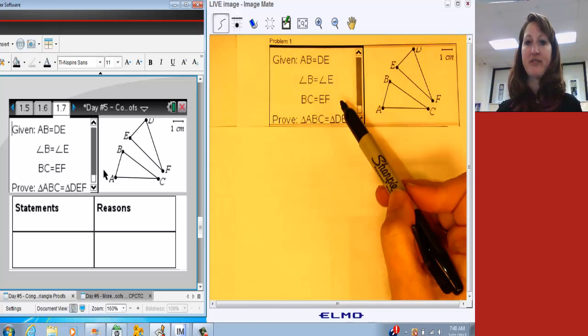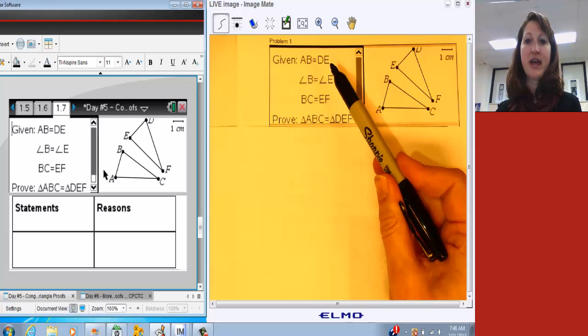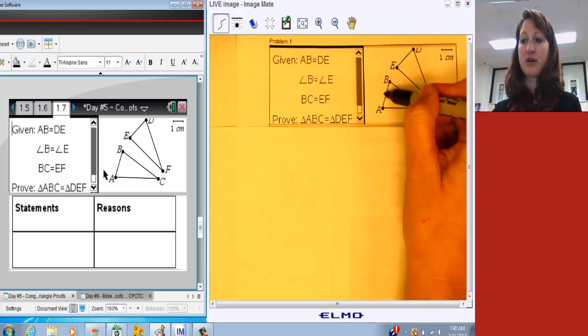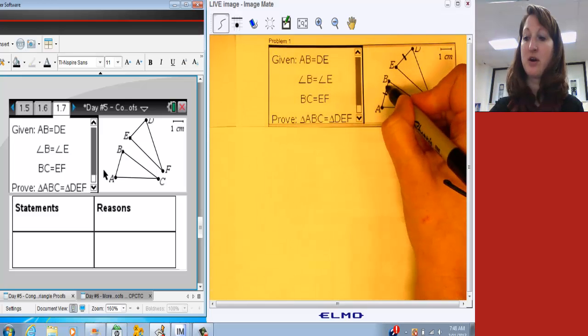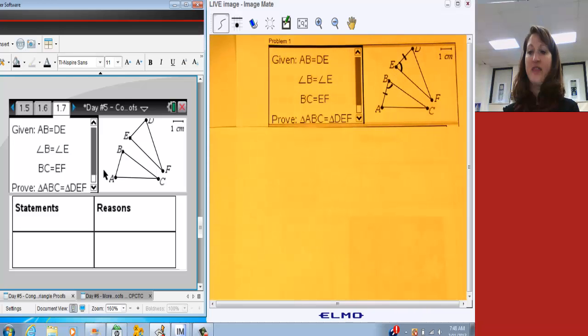Alright, so what we have here are 3 givens. We're told that AB and DE are equal, so I'm going to mark those congruent. I'm also told that angle B and angle E are congruent, so again I'm going to mark those congruent. And then I'm told that BC and EF are congruent.